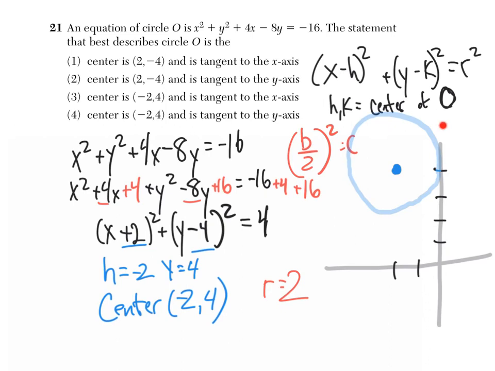And so what do I know? Well, I know that this, of course, is the y-axis. So what is the correct answer? When we're looking at our options, I can see that we need to find an option where the center is (negative 2, 4), so we can rule out 1 and 2. So it's got to be either 3 or 4. And do we have a center that's both (negative 2, 4) and tangent to the y-axis? Sure enough, the correct answer is option 4.